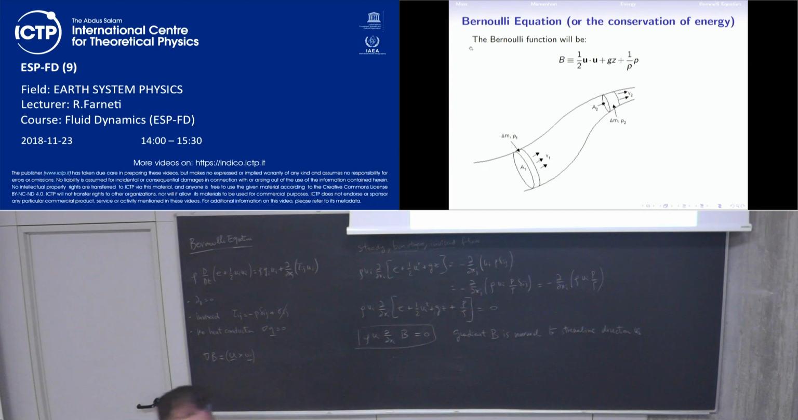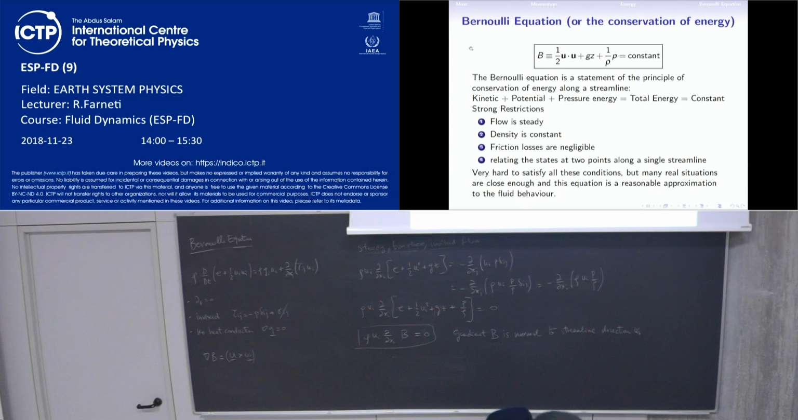So this is useful and is used in many applications: simple hydraulic applications, but also more complicated geophysical applications, in terms of conservation of energy. And this is basically telling you that you can use it in many ways. We'll make a couple of examples.